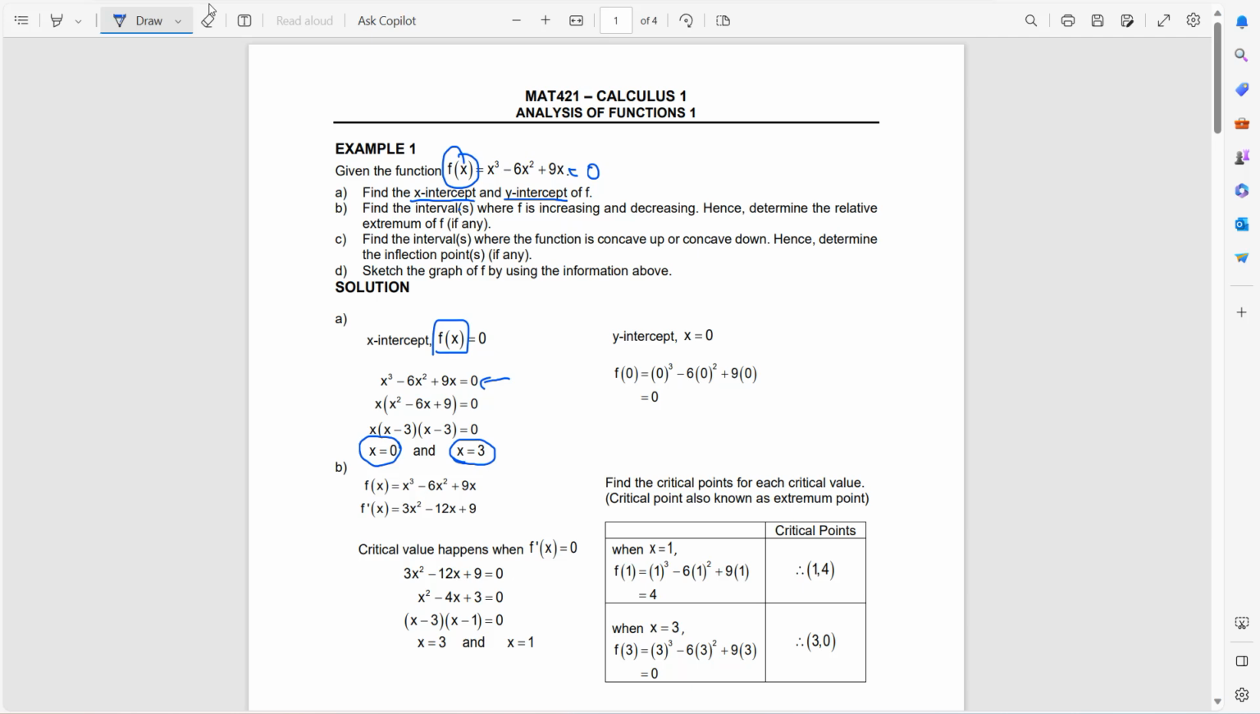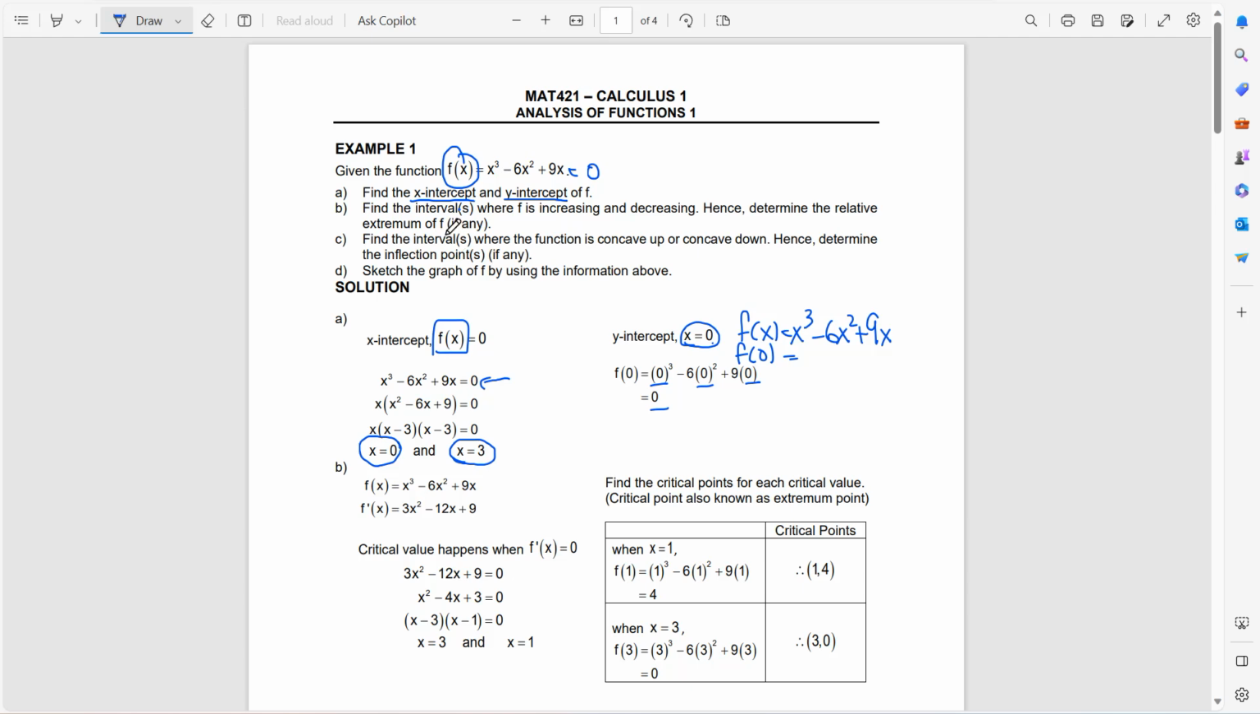So the second question asks you to find the y-intercept of f. So the y-intercept happens when x equals to 0. So we already have f(x) equals to x to the power of 3 minus 6x squared plus 9x. So if x equals to 0, we substitute 0 here, and like this one and this one, so we get 0. By using this, we already know that the x-intercepts are x equals to 0 and x equals to 3, while the y-intercept is 0.